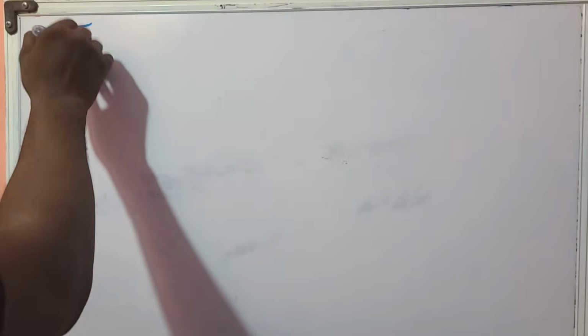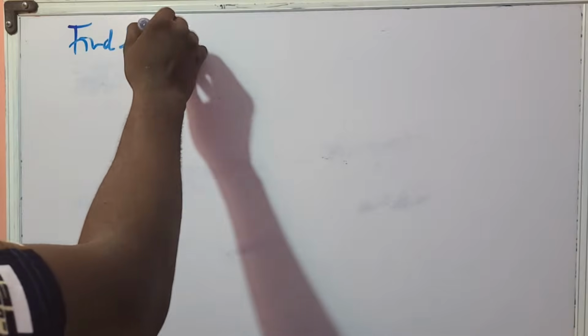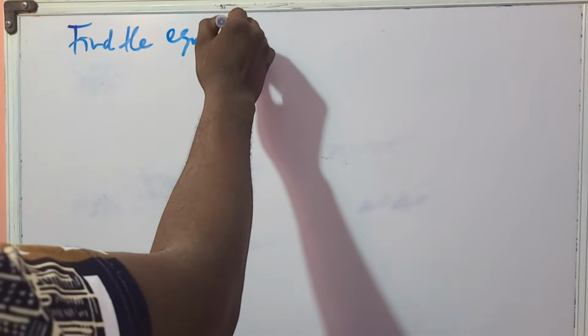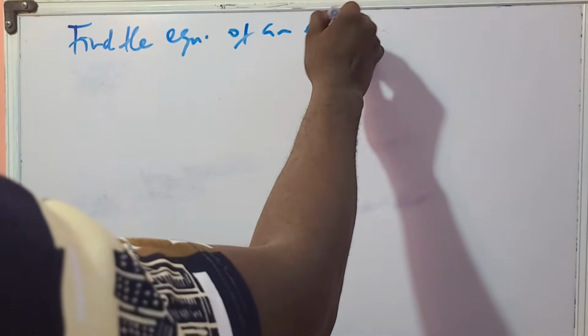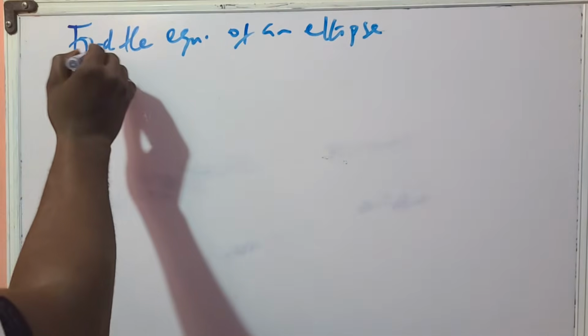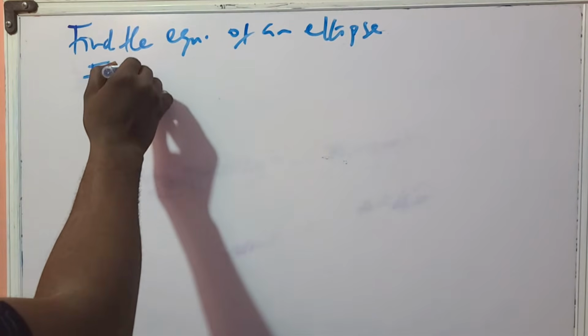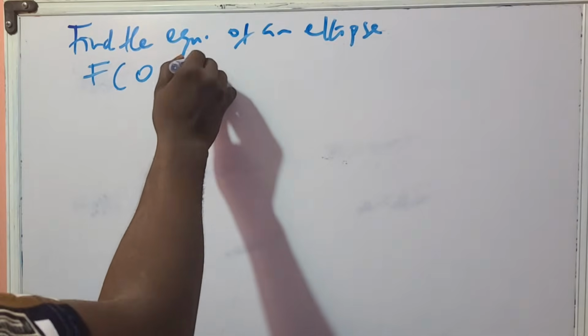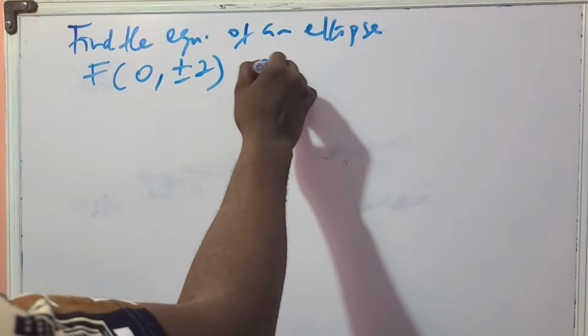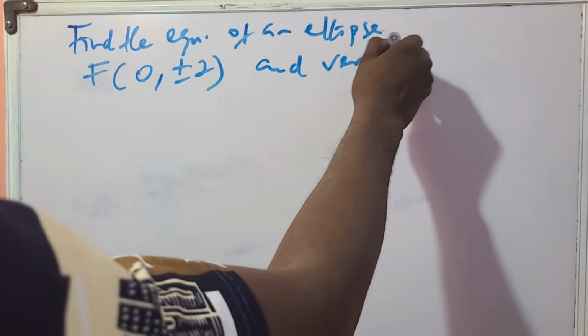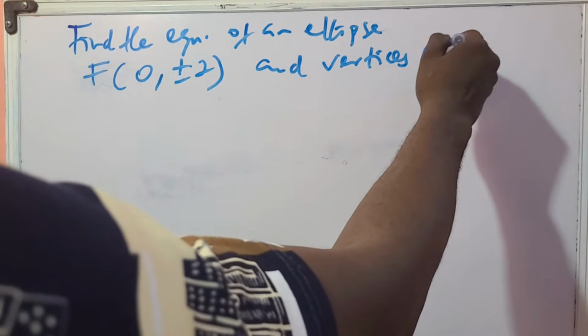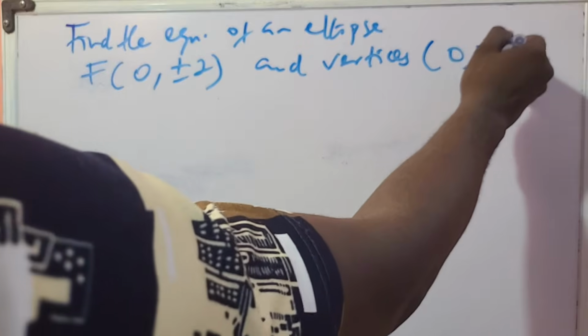We are told to find the equation of an ellipse. And this was the foci of that ellipse. The foci was given as (0, ±2). And you were also told that the vertices are (0, ±3).